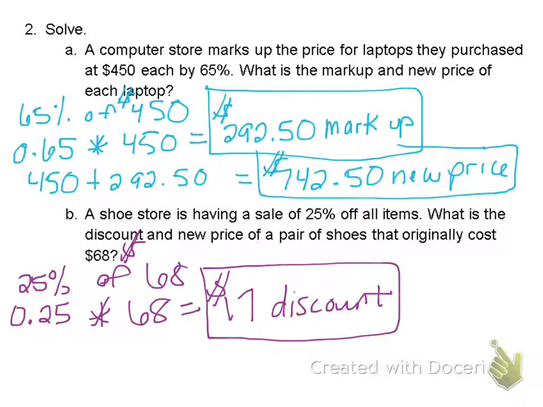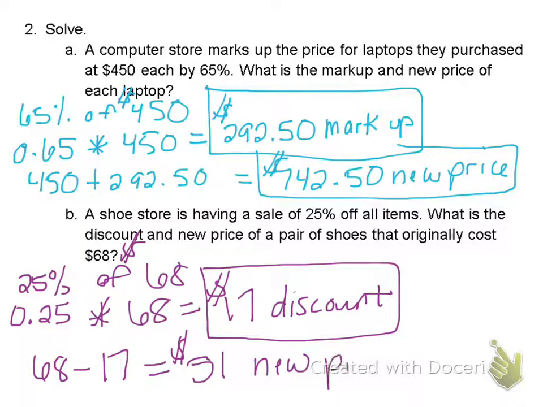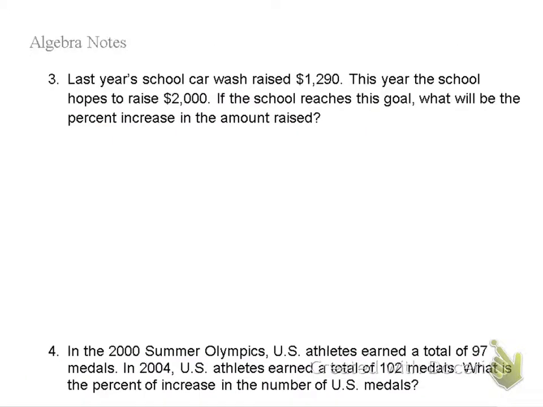And then to get the new price, we start with the original. And this time we're subtracting because it's a discount and it should be reducing the price. So 68 minus 17 is $51 for the new price. So these problems do not include the ratio. You take it one step at a time, and it's actually a two-step problem. Moving on to the next example.